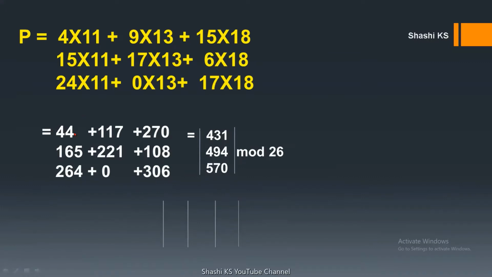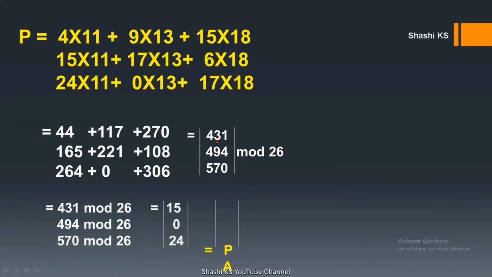4 into 11 would be 44, 13 into 9 would be 117, 15 into 18 would be 270. When you add up all of them together, you would be getting 431. Similarly, for the second row, when you add up all of them together, you would be getting 494. For the third row, when you add up all of the values, you'll be getting 570. Now perform a mod 26 operation on each of the values in the resultant column vector.